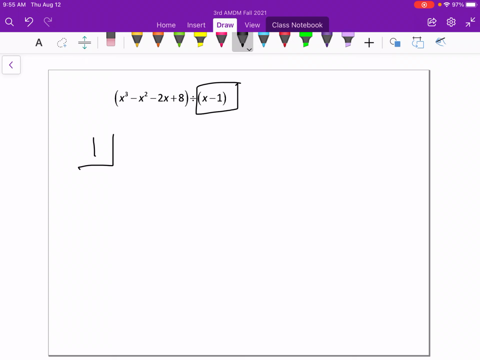And then I'm going to use my coefficients. So I've got a 1, a negative 1, a negative 2, and an 8. That comes from an implied 1 here, negative 1, negative 2, and 8. And notice that they go down by 1 degree each time. So I've got 1x cubed, negative 1x squared, negative 2x to the first, and then 8x to the 0, that's the constant. So they do go down.